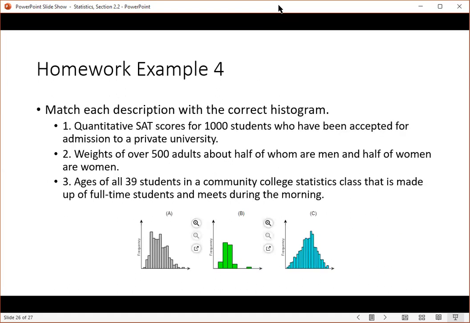Let's look at one more example here. This is the last one. And what they want us to do is go through and match each description with the correct histogram. So the first one is quantitative SAT scores for 1,000 students who've been accepted for admission to a private university. The second one is weights of over 500 adults, about half of whom are men and half of whom are women. Sorry, that's supposed to be whom. And then ages of all 39 students in a community college statistics class that is made up of full-time students and meets during the morning.